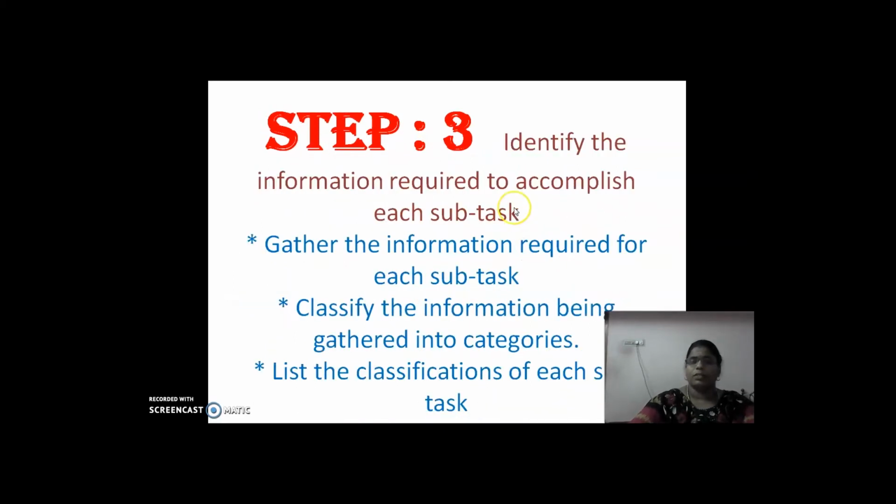Next one, step 3. Identify the information required to accomplish each subtask. Gather the information required for each subtask. Classify the information being gathered into categories. We have to gather all the information collected and classify it category-wise. List the classifications of each subtask.